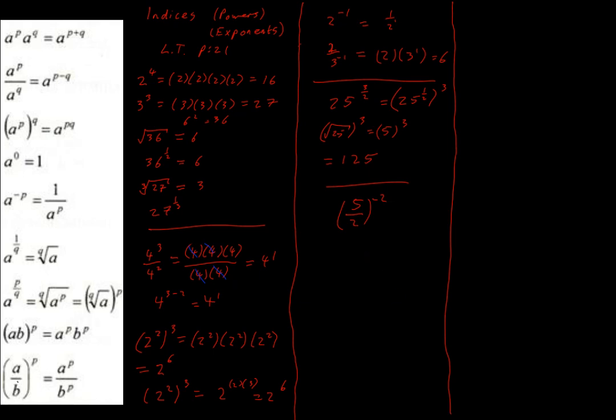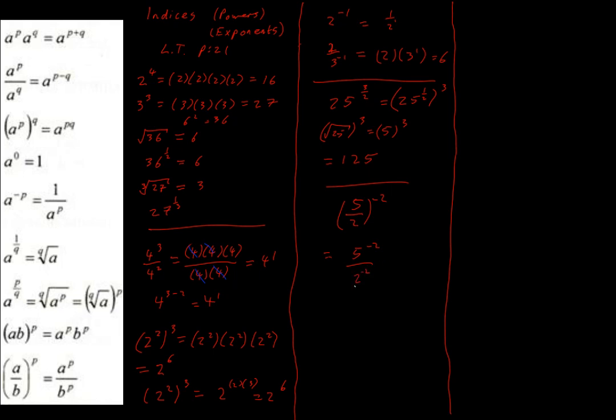Just so we can see on the bottom. So if we have a over b to the power of p, we end up with a to the power of p all over b to the power of p. So let's implement that. We end up with 5 to the power of minus 2 all over 2 to the power of minus 2.